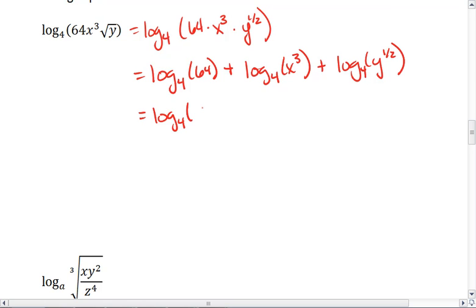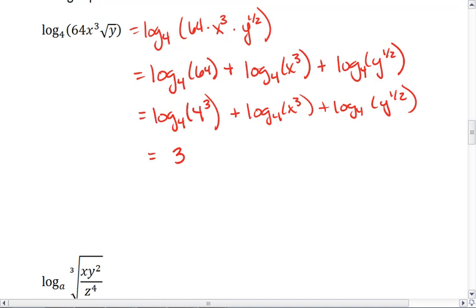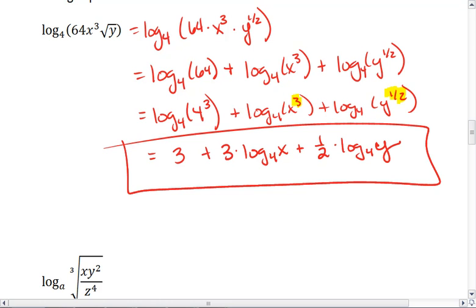Log base 4 of 64. 64 is just 4 to the 3rd, which means log base 4 of 4 to the 3rd is 3. Now for the other two expressions, look for exponents. If we have exponents, we can pull them out front. Thus we get 3 plus 3 times log base 4 of x plus 1/2 times log base 4 of y. And that's our final answer.